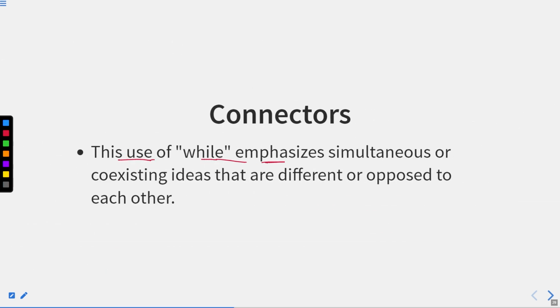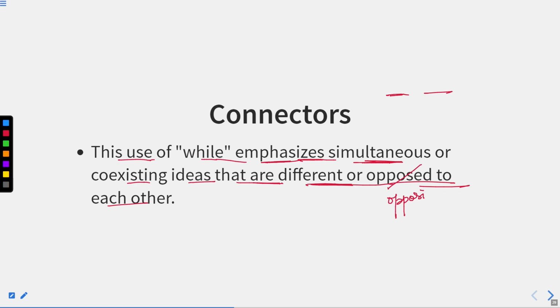This use of while emphasizes simultaneous or coexisting ideas that are different or opposed to each other. Okay, we can say they are opposite to each other. It means two ideas that are existing parallelly, or one after the other, that are different or opposed to each other.